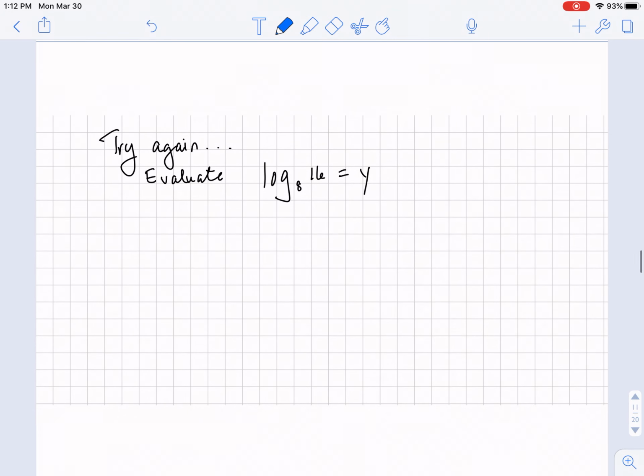Okay. Try again. This one is a little trickier. So first write it in exponential form: 8 to the y is equal to 16. All right, this is a little trickier because 8 to the what power is going to give me 16? Well, here's the way you're going to do this. You're going to come up with a common base. So I can find a common base of 8 and 16, and that base would be 2.